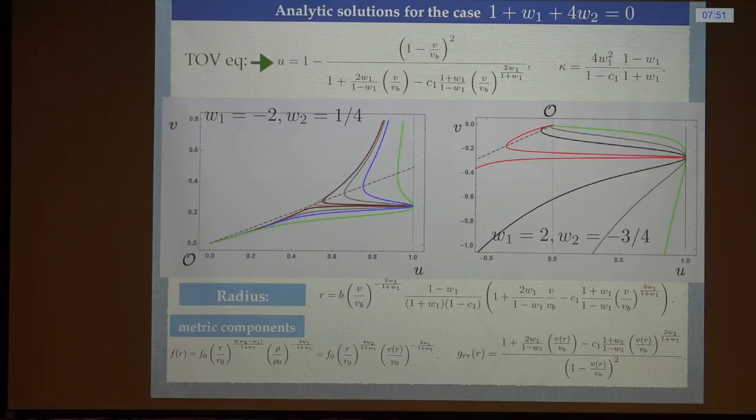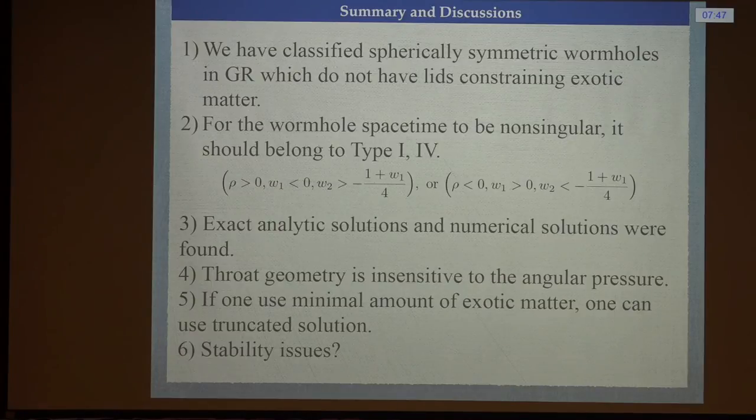Okay, let us summarize the result. We have classified spherically symmetric wormholes in GR, which do not have rays constraining exotic matters. And for the wormhole spacetime to be non-singular, it should belong to type 1 or 4. So the density and the equation of state should satisfy this or this. And exact analytic solutions and numerical solutions were found, and the slot geometry is in fact insensitive to the angular pressure. If one uses a minimal amount of exotic matter, then one can use a truncated solution and add rays.